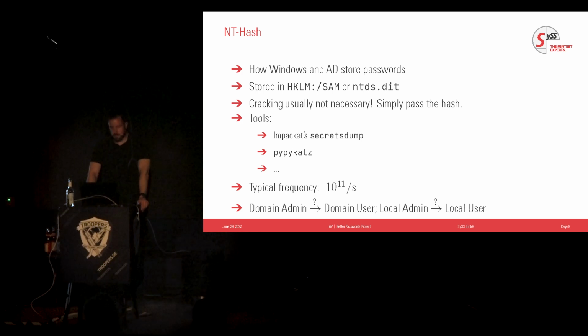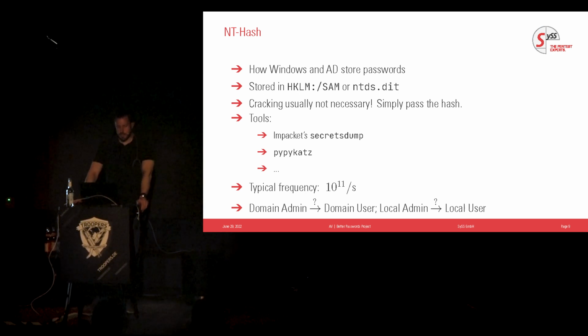There's one more hash type that I should mention, and it's the NT hash. That's just how Windows or Active Directory stores the passwords of users. They're either stored in the SAM hive in the registry or on the domain controller in the ntds.dit. This one's actually not that necessary to crack. You may have heard of the pass the hash technique, because remember when I said the secret key was the password, it's actually the hashed password. So if I know the hash already, I have the secret key, and I usually don't even need to crack it.